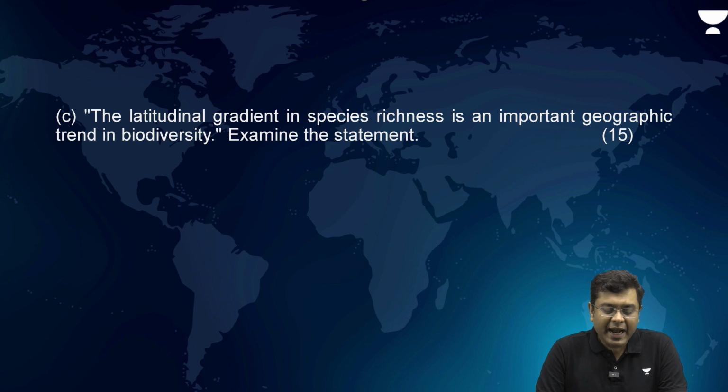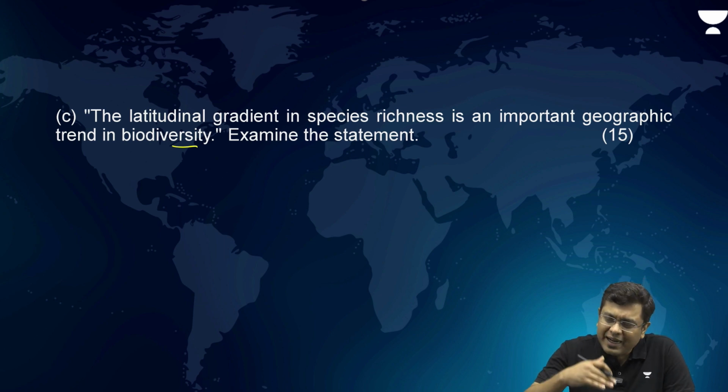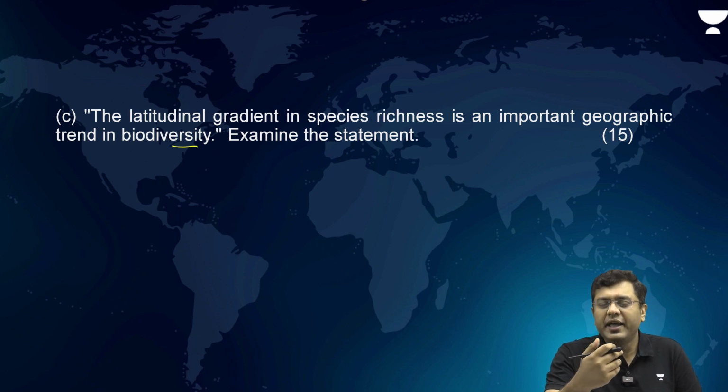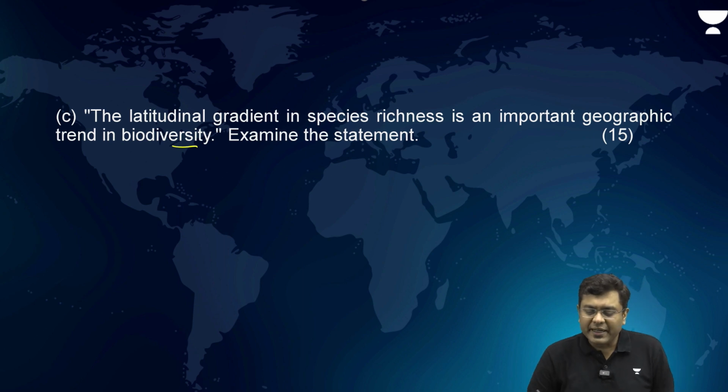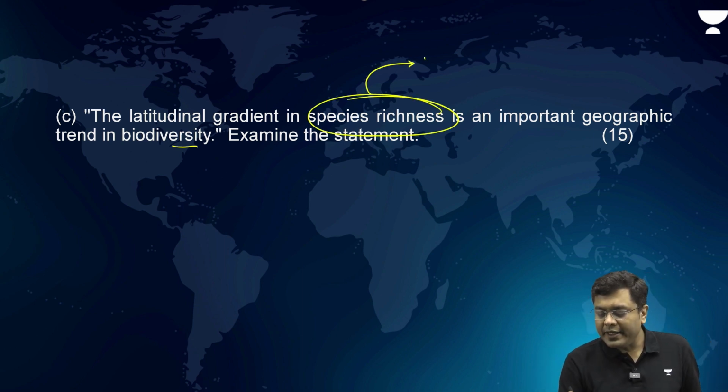Then, the latitudinal gradient in species richness is an important geographic trend in biodiversity. Examine the statement. So, basically, this talks about the declining biodiversity richness. It declines as you move away from the tropics. You will have the greatest amount of species richness where? In the region of the tropics.